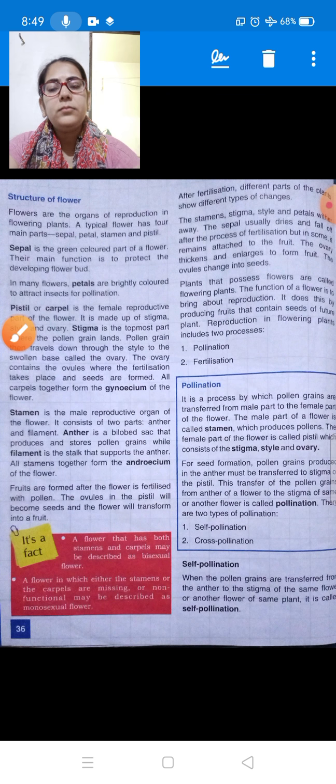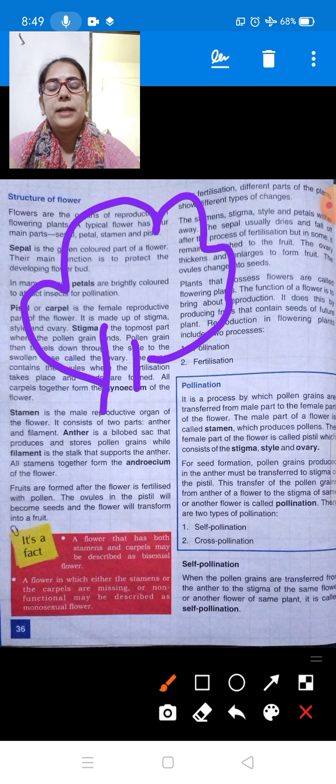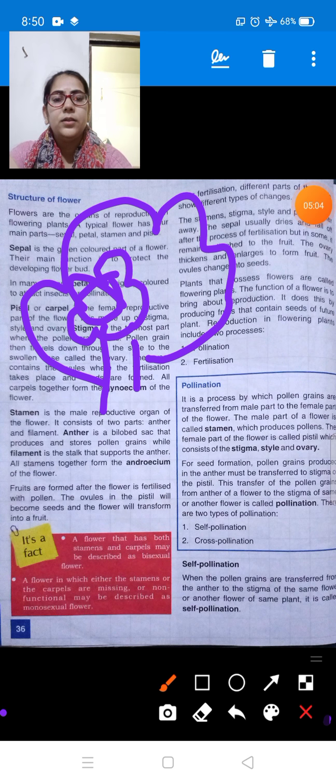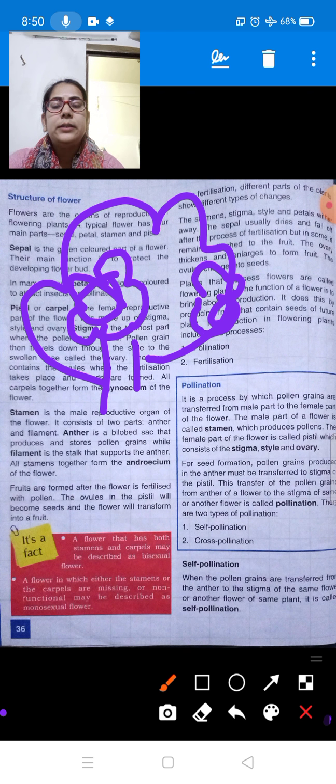Students, suppose this is a plant and this is a flower, it is one flower. This is one flower of the plant and this is another flower of the plant. So the transfer of pollen grains from the anther to the stigma of the same flower is called self pollination.